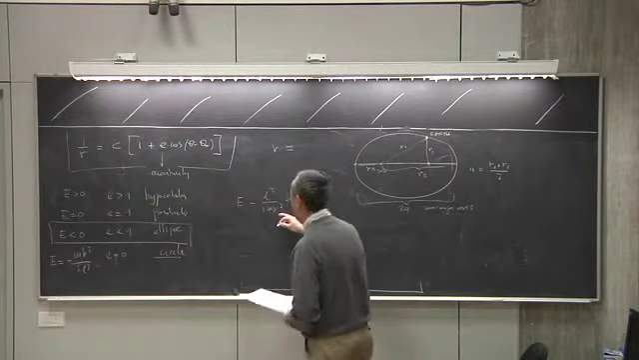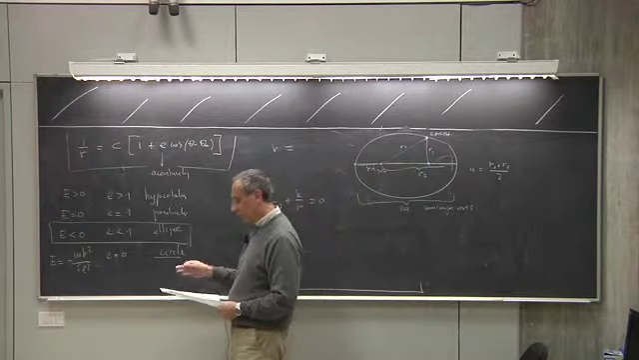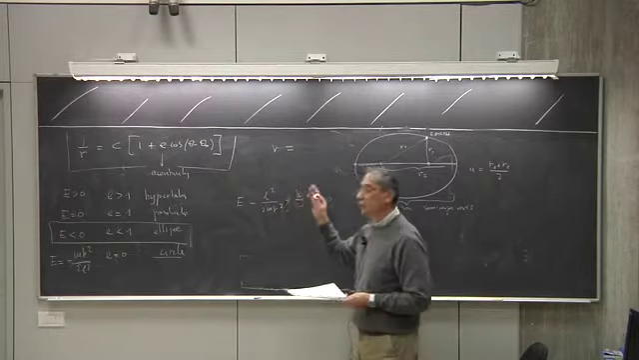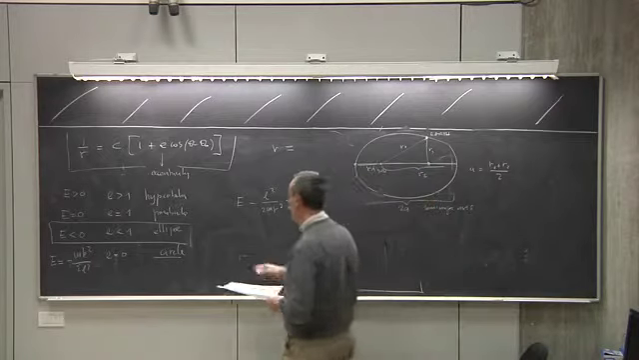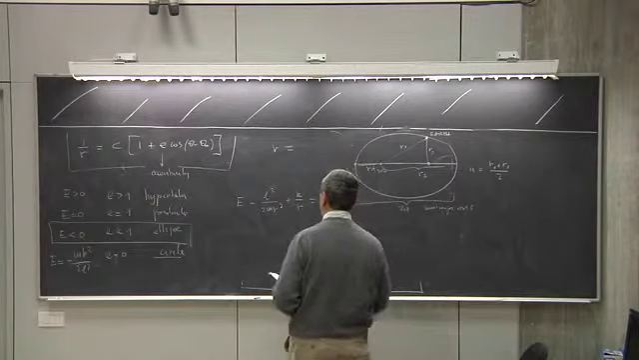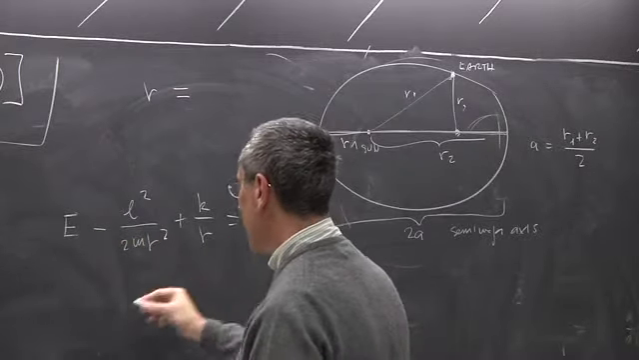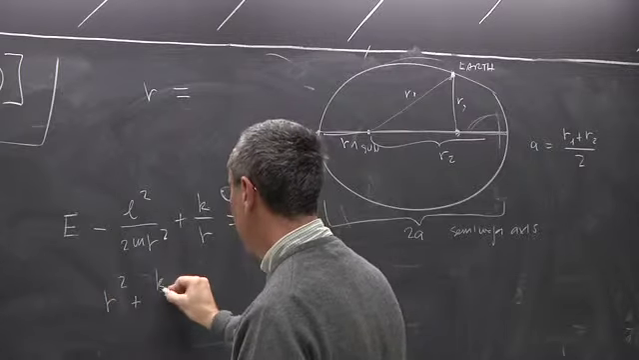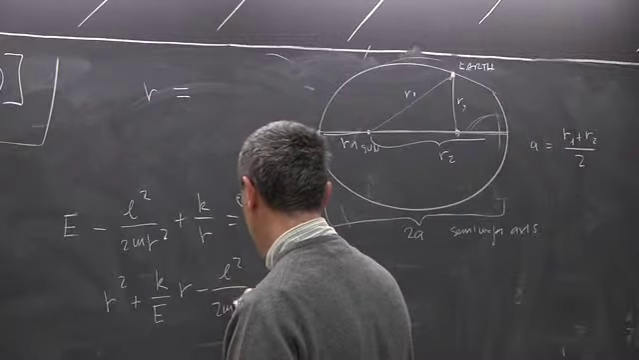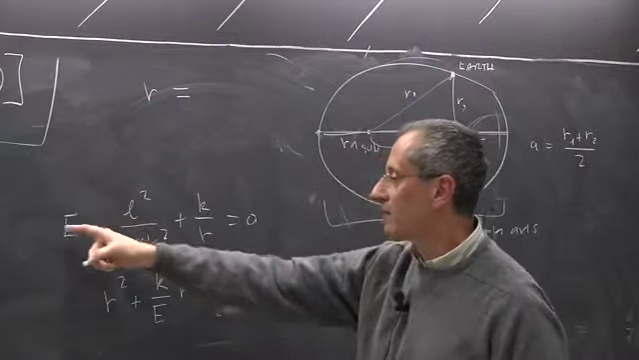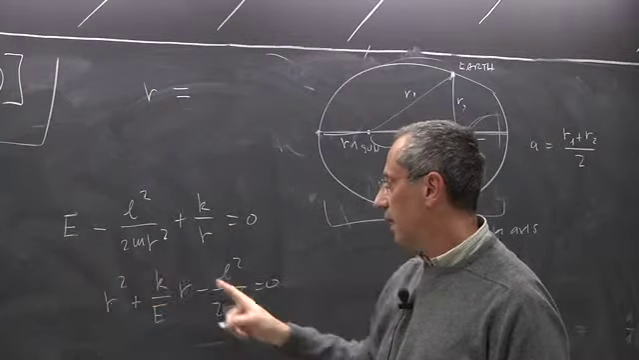So you see, I want to rewrite the eccentricity in terms of quantities that you can measure by looking at the planet. And the trick is now I can solve this because this is a second order algebraic equation. So this is r squared k over e, r minus L squared over 2me equals 0, right? I multiply by r squared, divide by e, okay? And this is what I get.